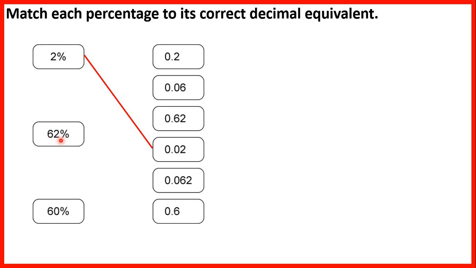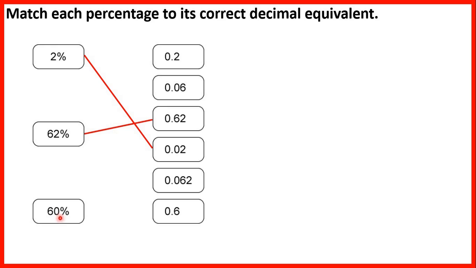Now 62% is 0.62. The second digit is the hundredths digit, but that means the 6 gets pushed over into the tenths, because if we have 6 tenths and 2 hundredths, that's the same as having 62 hundredths, so 62%.